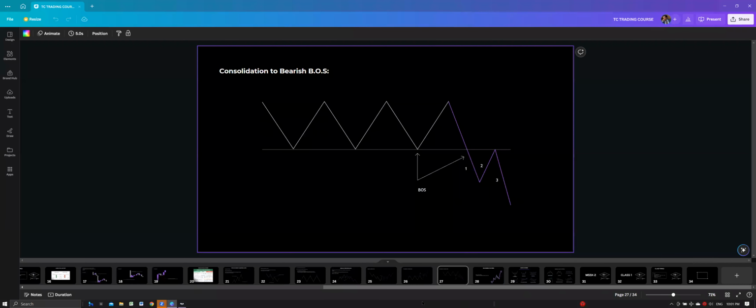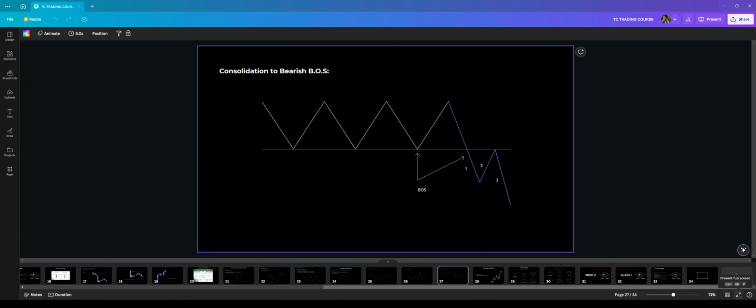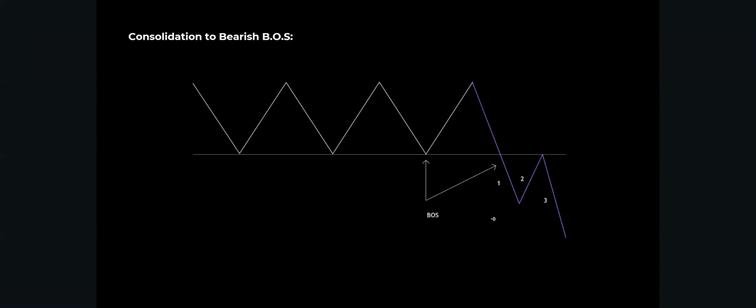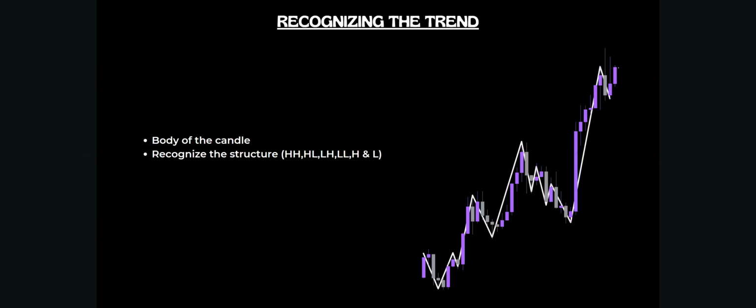I think that's good enough. I think with the examples, we'll look at more of these examples in the next classes. But this is an important one, right? I showed you what kind of trends there are and why a trend switches, and what is a break of structure. So now you need to recognize those trends, right? While looking at a candlestick chart. So there are two things that I like to look at: the body of the candles when drawing out my trend, and the second is recognizing structure.